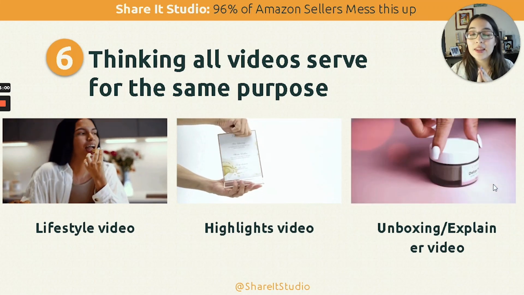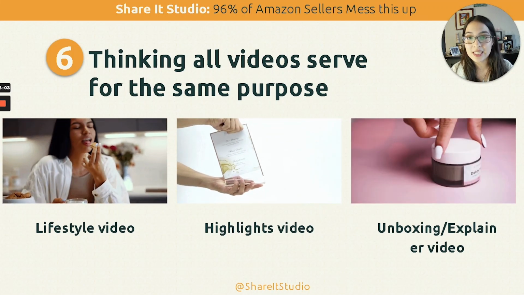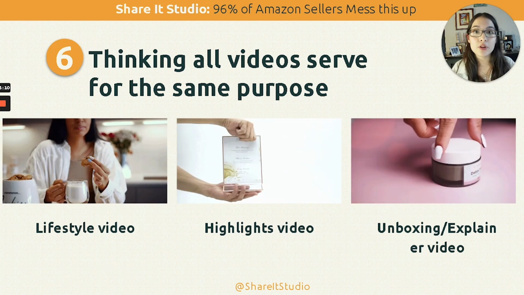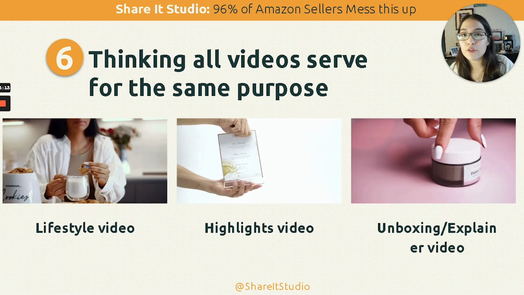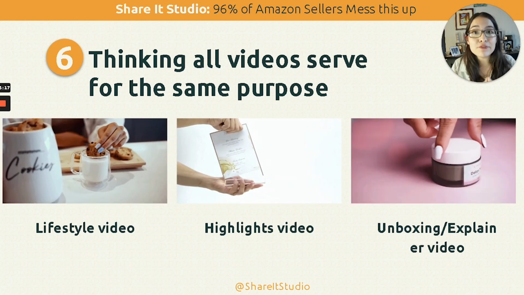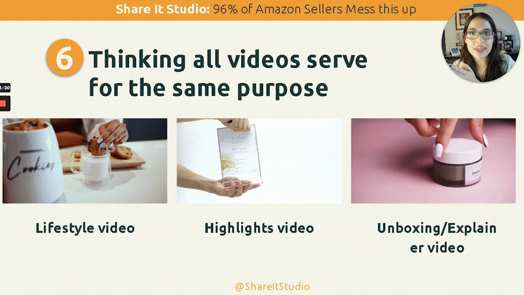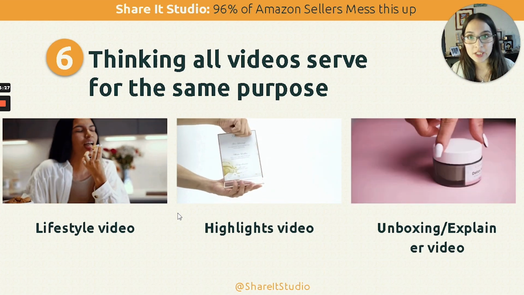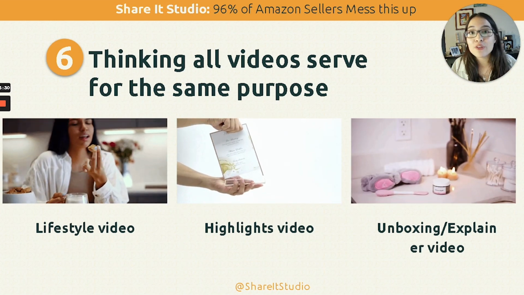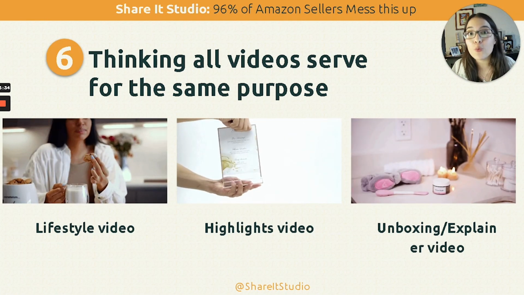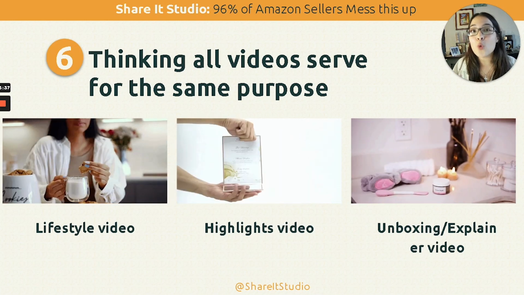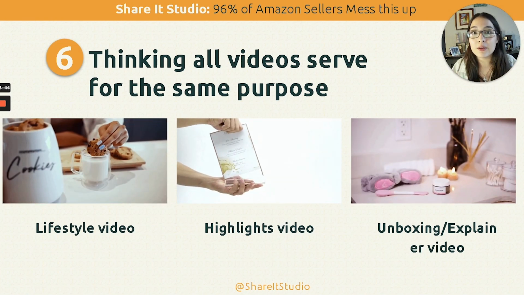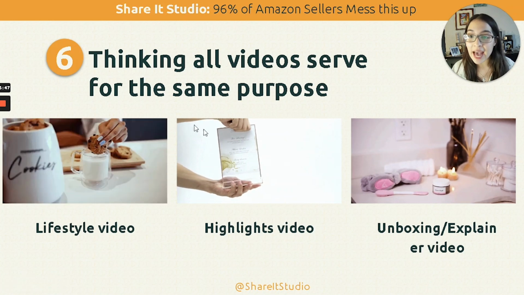And later on, but not less important, thinking all videos serve the same purpose. This is a very common mistake that sellers have, of maybe using the same video for Amazon Sponsored Brands or for your listing or for different things. And really, all of them have a different purpose because they have a different thing they want to say. For example, a lifestyle video is there to showcase the product in action and also show your customer how their lives would change and how their lives would look with the product in it. So this is going to be more centered on emotional connections, on really showing the improvement their lives could have. Then we have the highlights video.